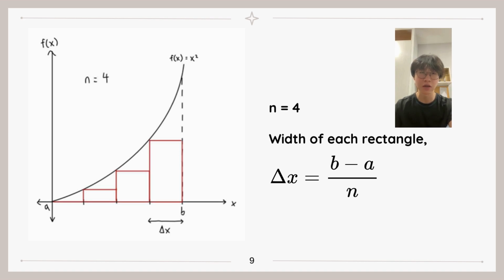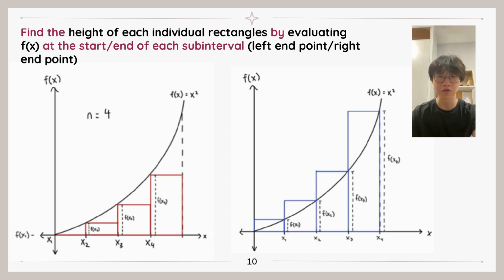The width of each rectangle can be calculated using the formula delta x equals (b minus a) over n. Now we need to find the height of each individual rectangle, which can be done by evaluating f(x) at the start of each subinterval, also known as the left endpoint. The same thing can also be done at the end of each subinterval, also known as the right endpoint.